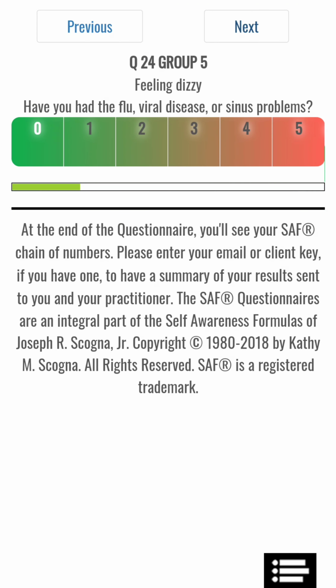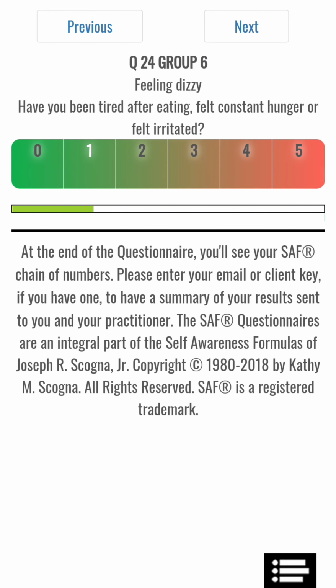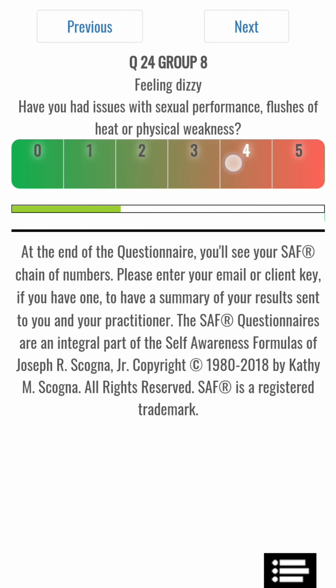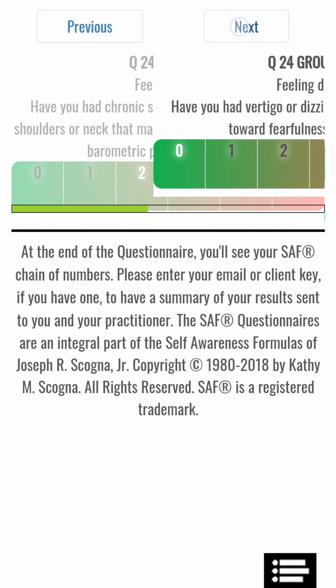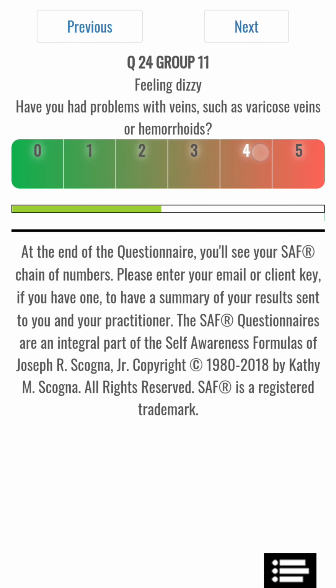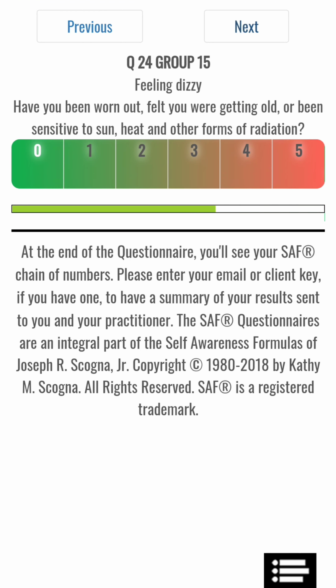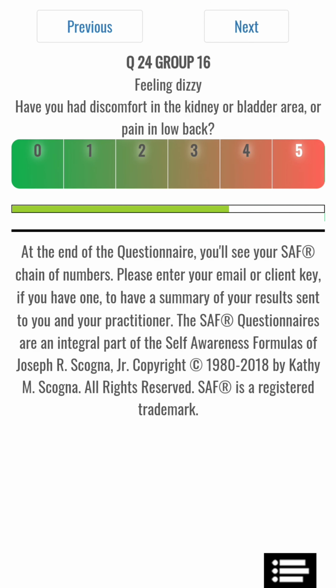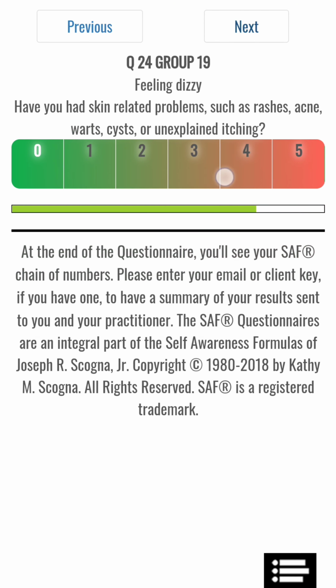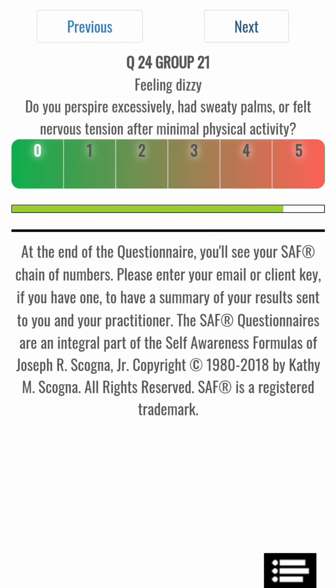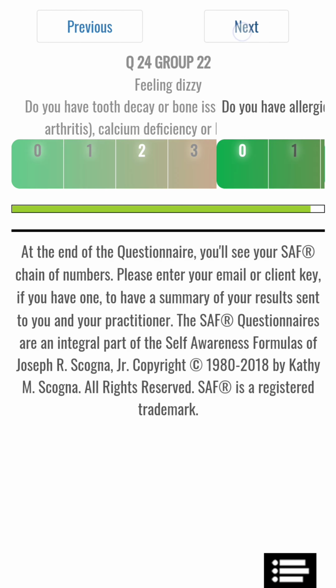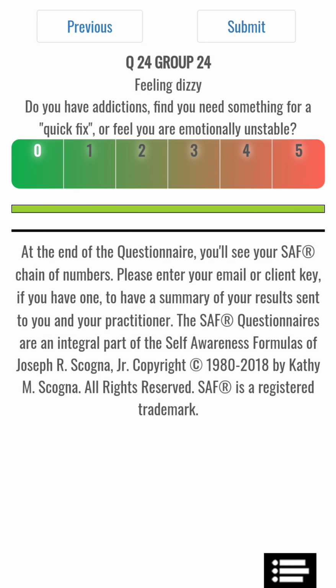If the question is a definite no, or not applicable, or you're not sure, hit 0. And if the question seems to be a hot button issue, hit 5. Then anywhere in between is how you'll rate it, 1 through 5, as far as intensity of the feeling goes with the question. When we get to group number 24, we're going to submit this.